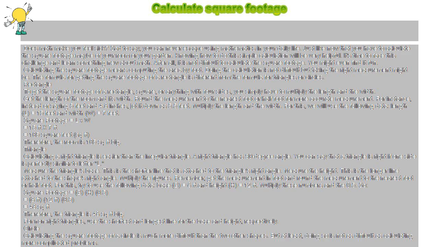Get the square of the radius. So, if the radius is 6 feet, then you have to multiply it by itself. Therefore, 6 feet x 6 feet equals 36 square feet, multiplied by pi. The square of the radius should be multiplied by pi, which is equivalent to 3.1416.